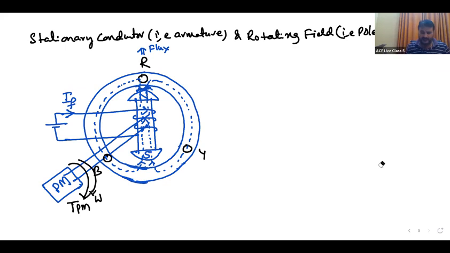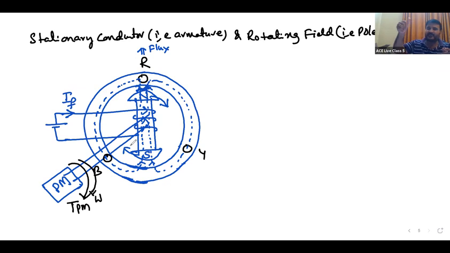The poles are rotating. In which direction? This pole is moving in the clockwise direction. The poles are moving clockwise; the rotor is moving clockwise. But according to our right hand rule, four fingers show the flux direction and the thumb shows the motion of the conductor. We know the flux direction, but the conductor is not moving, so the thumb has nothing to show.